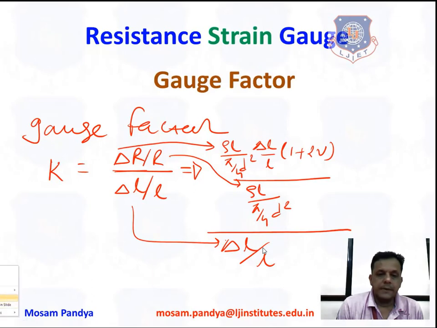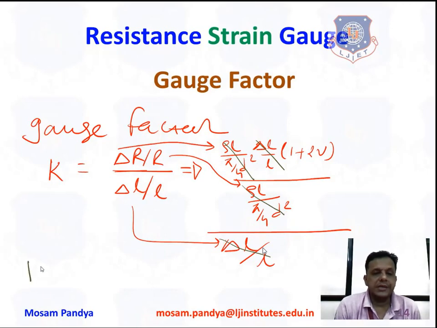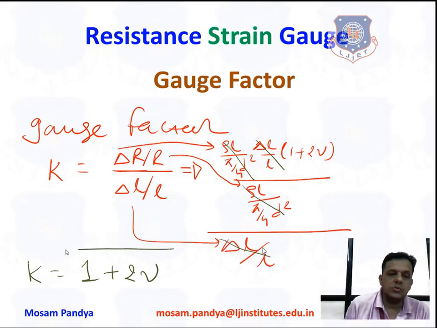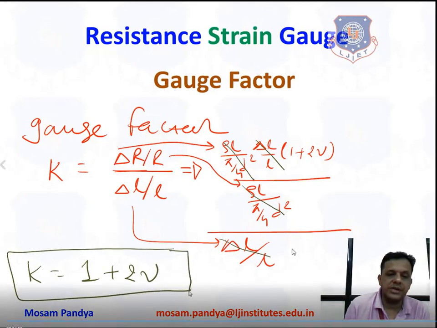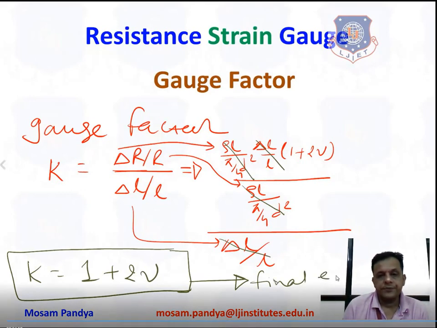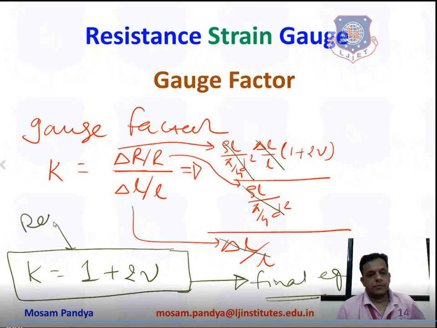Now you see here, let us take another color to cancel out. Delta L by L will be cancelled out, and the term rho L upon pi by 4 d square will be cancelled out, and straight away the gauge factor is 1 plus 2 mu. This is the final equation that you should remember always, and this is the last step of the derivation. Remember it very carefully.